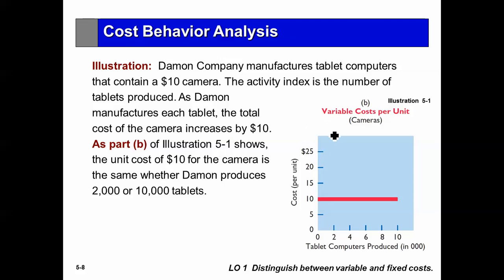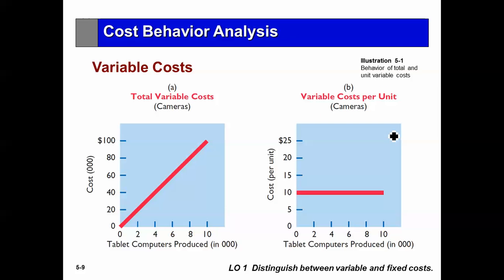However, we look on a per unit basis. Okay, we're just looking at one unit. The cost per camera per unit remains 10. If I produce 20 units, the cost per unit is 10. If I produce 8 units, the cost per unit is 10. Now, if we graph it, that's how it would look like.